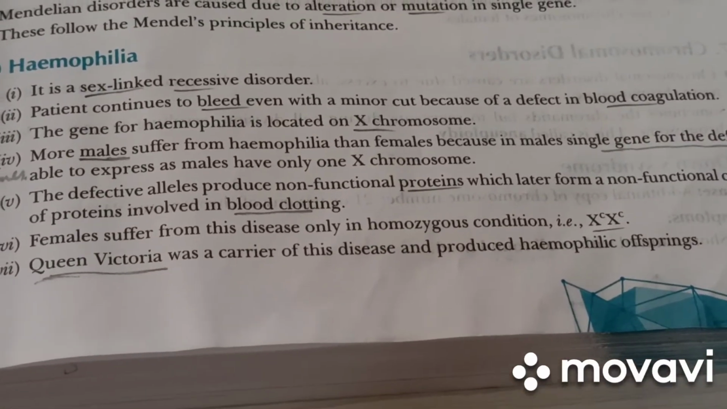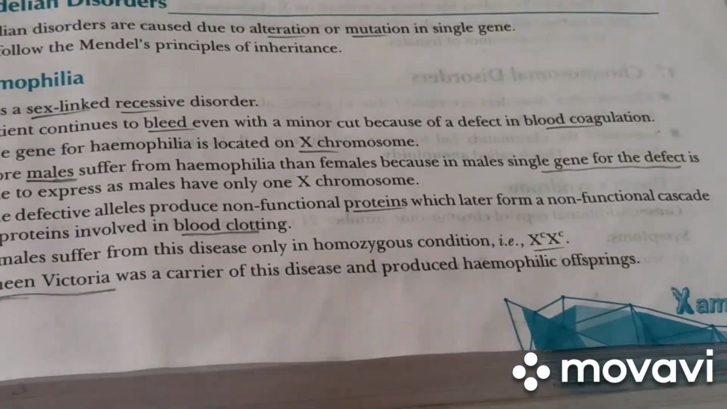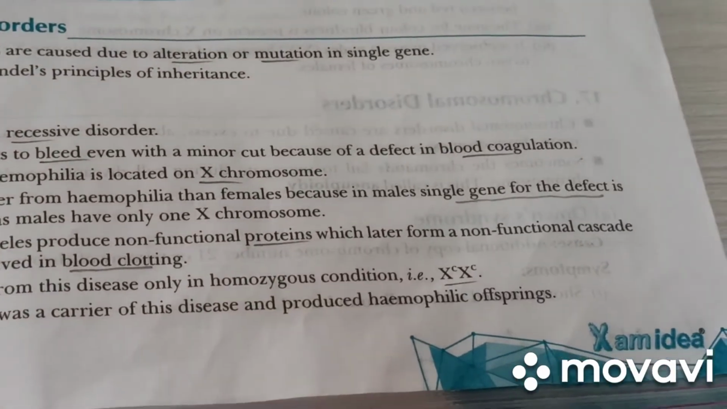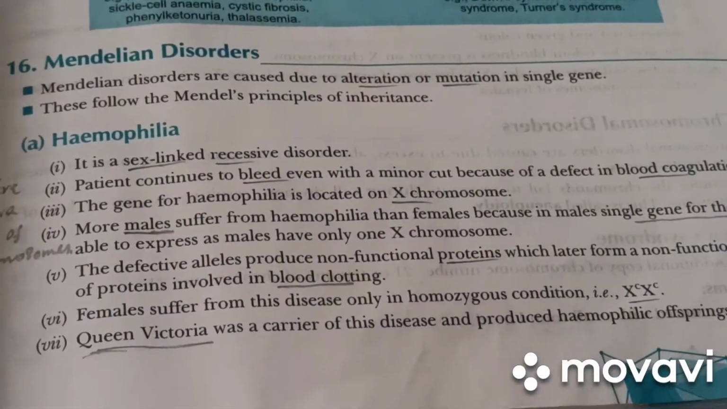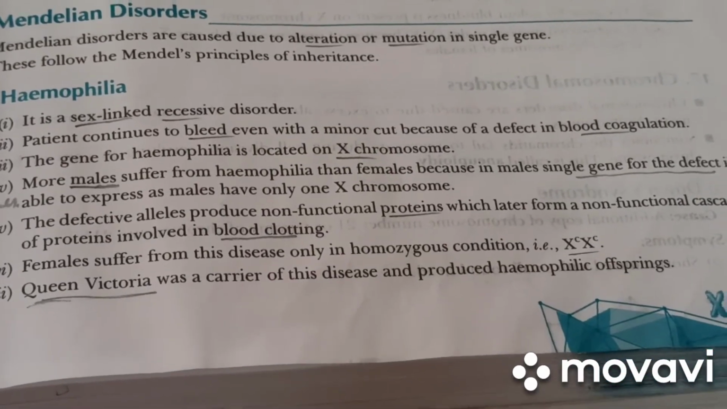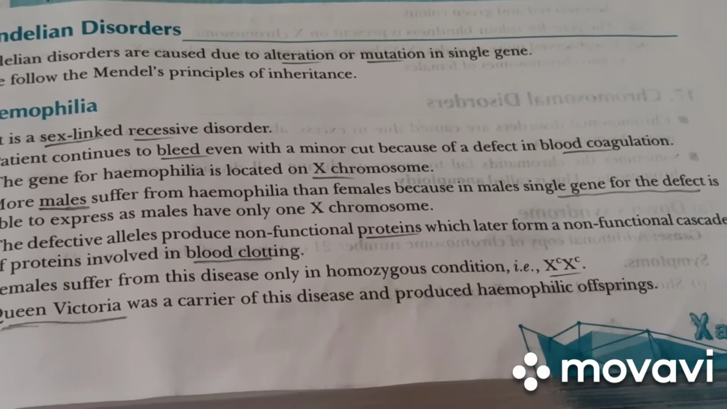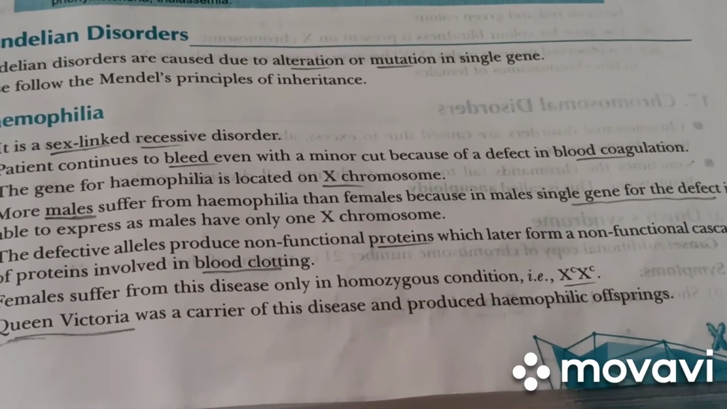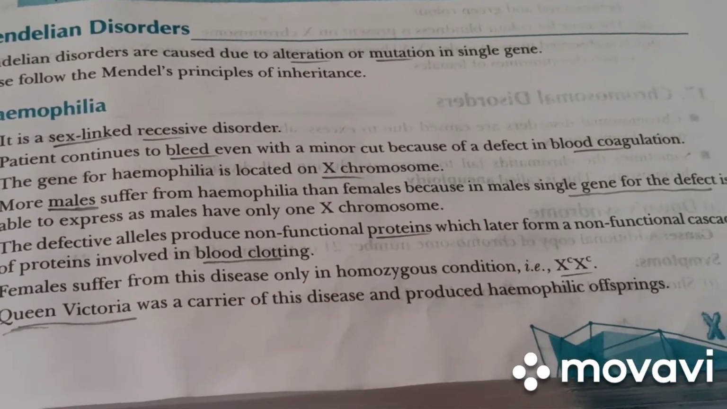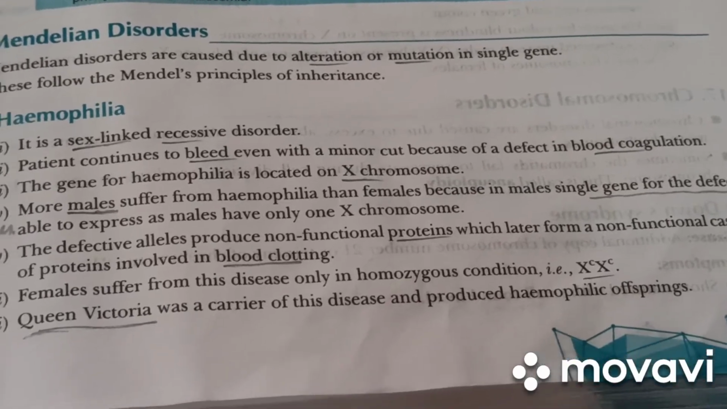The defective alleles produce non-functional proteins. Usually the alleles produce a protein, but here they produce non-functional proteins, which later form a non-functional cascade of proteins involved in blood clotting. Females suffer from this disease only in the homozygous condition, X^h X^h, because both are affected X, so they will be in a homozygous condition.